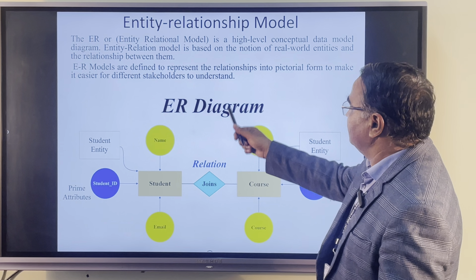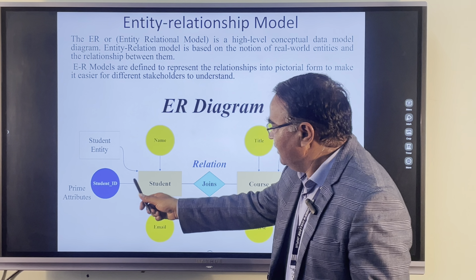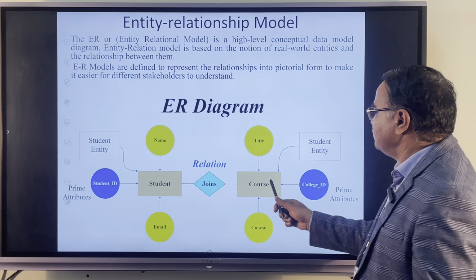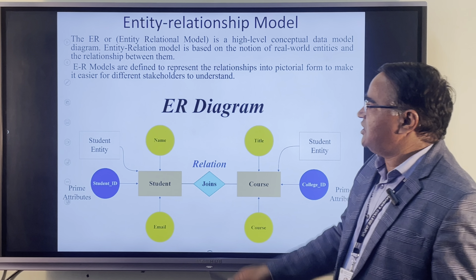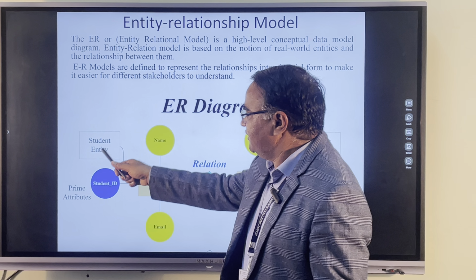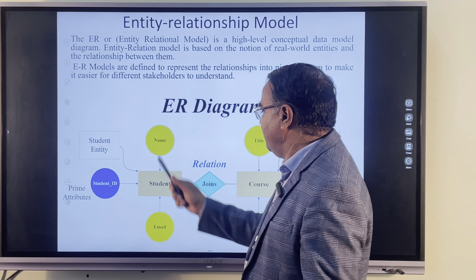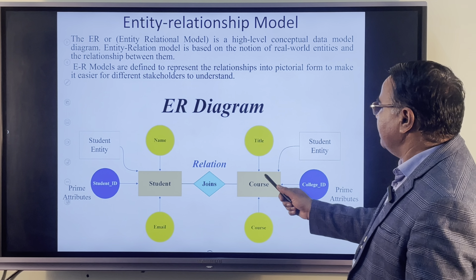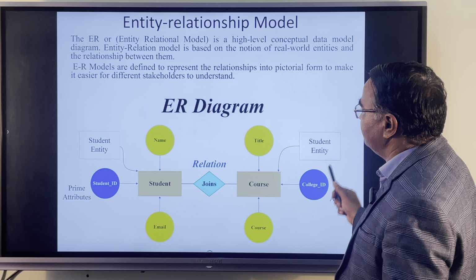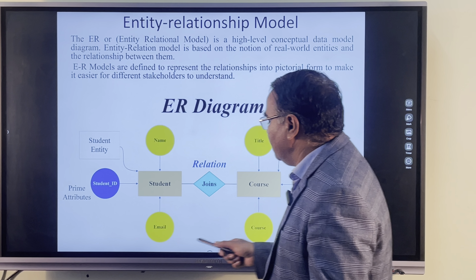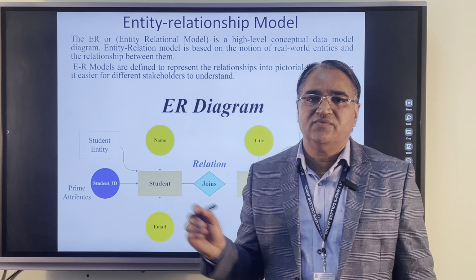This diagram presents the pictorial representation of students. In this diagram, the student and the course both are entities, and their attributes are given. For example, the student entity has prime attributes: student ID, name, roll number, father's name. Regarding the course: title, type, affiliated with the university and colleges. So these are the entities, and this diagram is representing the relation among the various entities.